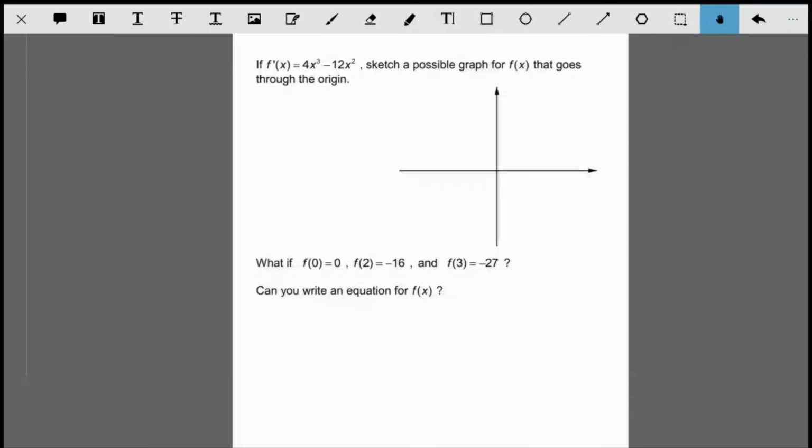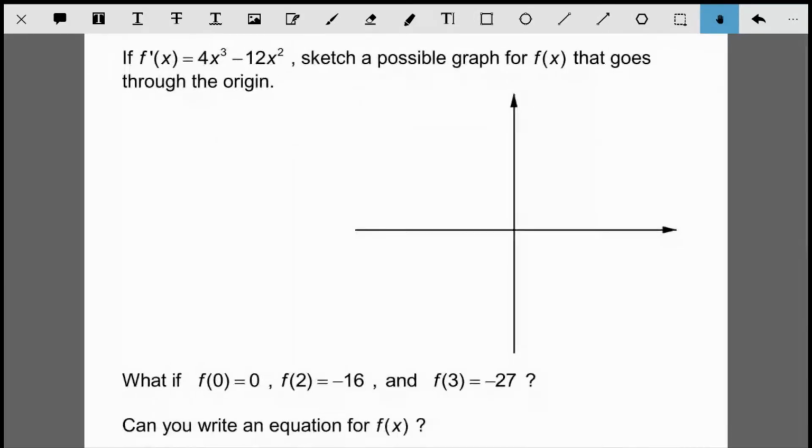All right, so let's try another one of these. It says if f prime is equal to 4x cubed minus 12x squared, sketch a possible graph for f of x that goes through the origin. So what I want you to do is create your sign chart for your first derivative, create your sign chart for your second derivative, and then try to sketch the graph that would be modeled by that derivative function.